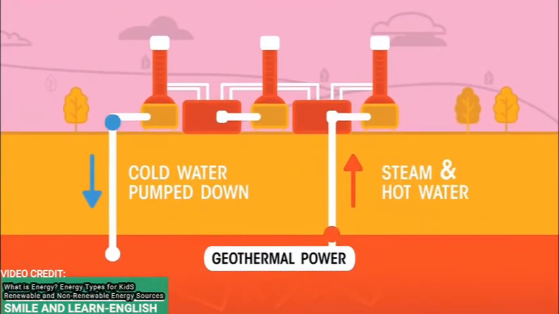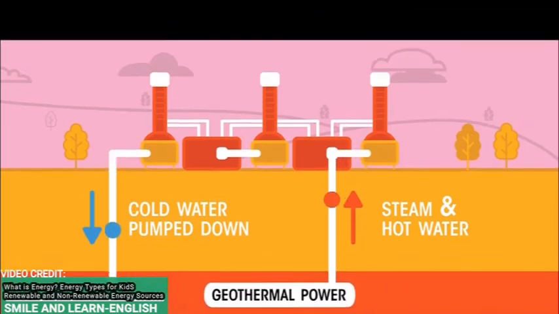Deep underground, the Earth's rocks are naturally very hot. We can use this thermal energy to generate steam in a power station, thus using an electric current to transfer energy to use in our homes. We call this geothermal energy.